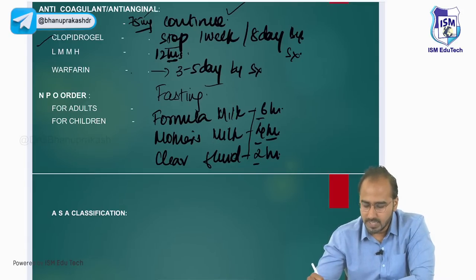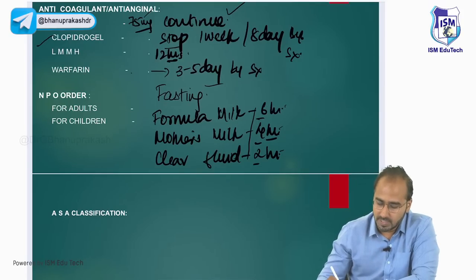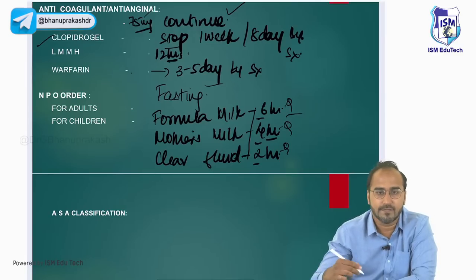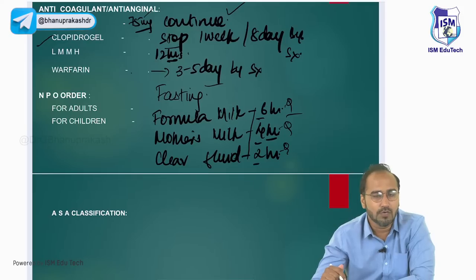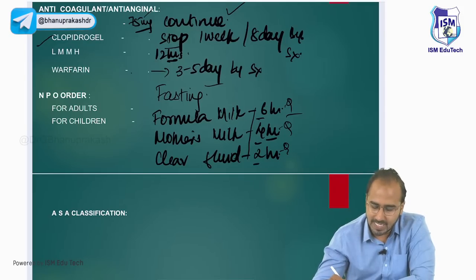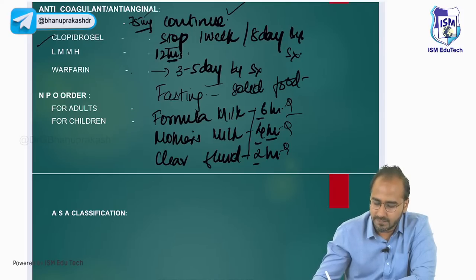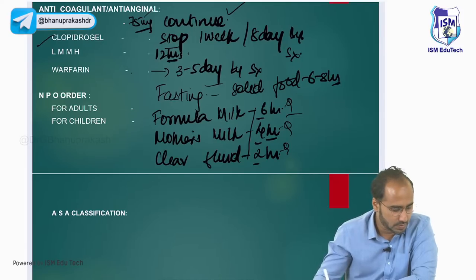6-4-2. Okay. So remember, guys, if the child is on formula milk, 6 hours. Mother's milk, 4 hours. And clear fluid, 2 hours. These are very, very important. 6-4-2 is the formula that we go for in children. Whereas in adults on solid food, how many hours of fasting? 6 to 8 hours.